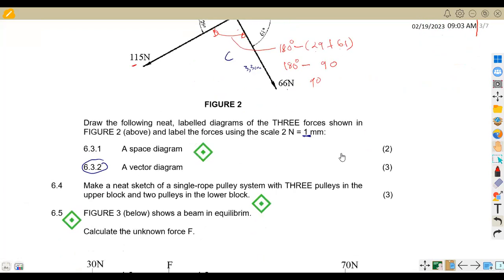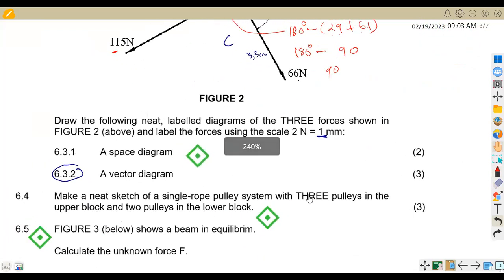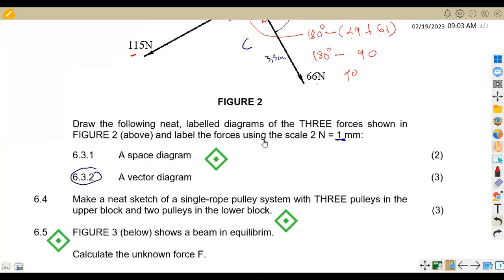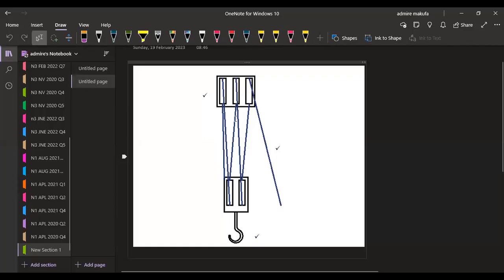Okay, on 6.4, we are now asked to make a neat sketch of a single rope pulley system with 3 pulleys in the upper block and 2 pulleys in the lower block. Take note, we need 3 pulleys in the upper block and 2 in the lower block. So this is the diagram that I want you to have in this case. Let me show you from this one. So take note, we are given 3 on the upper, then 2 in the below. So that is what we have as your diagram. Just 3 marks for that. As you can see, this was pretty clear.